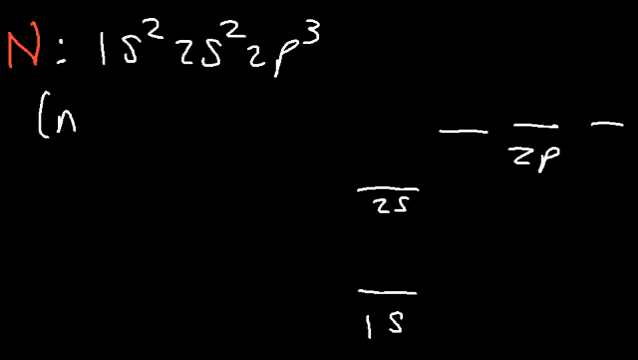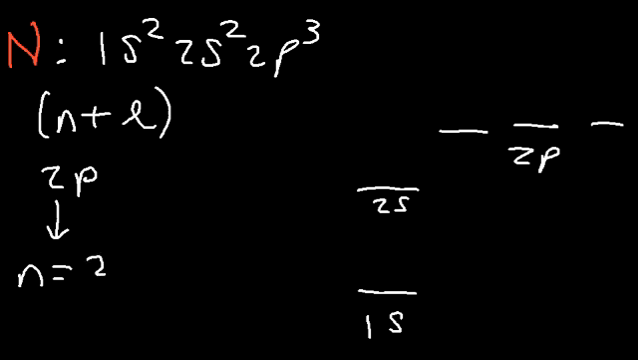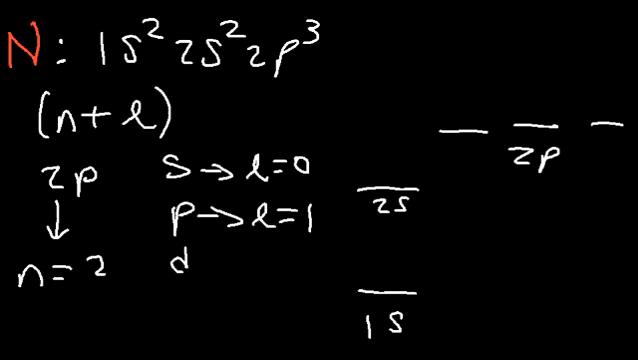There's something called the n plus l rule. n is the energy level. So for the 2p sublevel, n is 2. Now, for the s sublevel, l is 0. For the p sublevel, l is 1. For d, l is 2. And for f, l is 3. So keep that in mind.